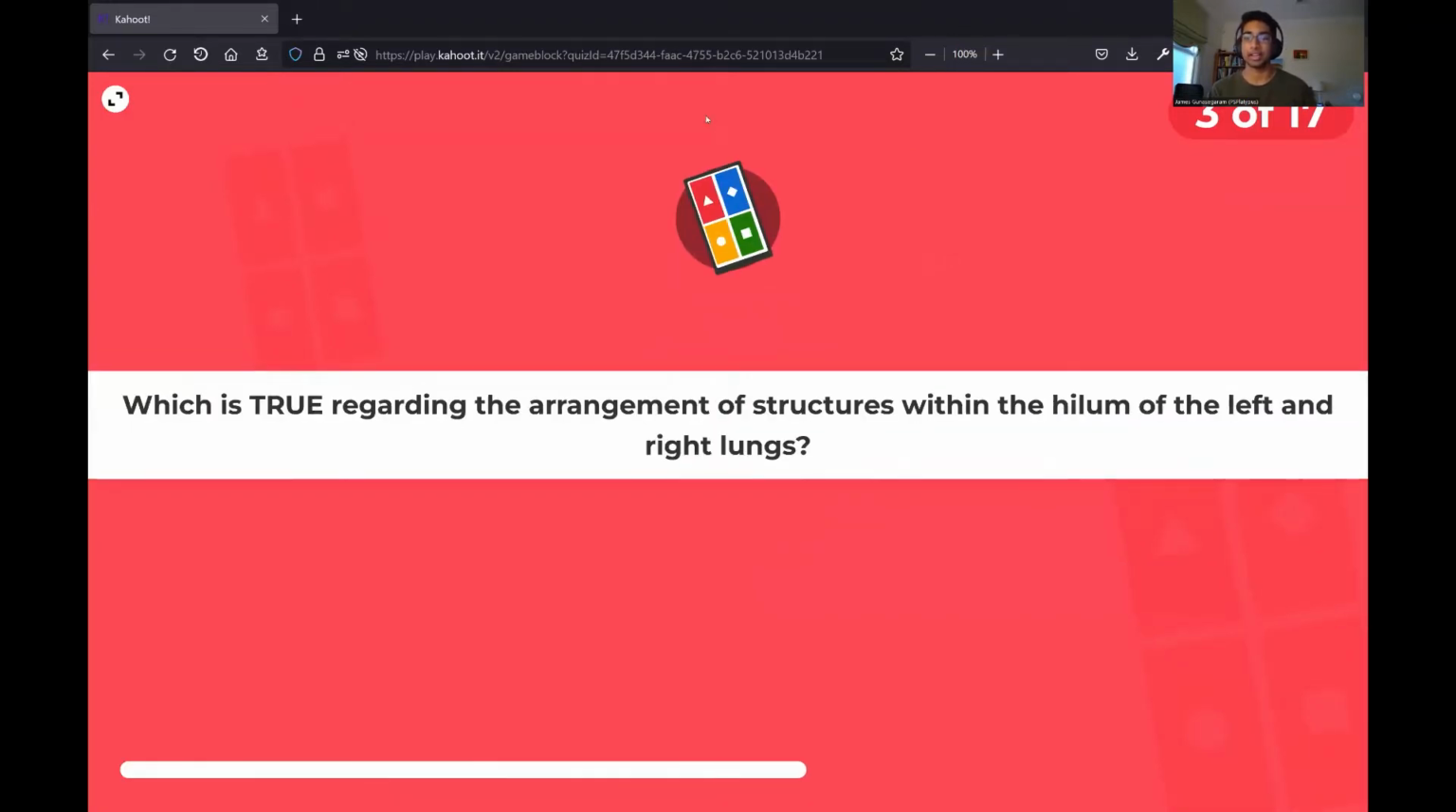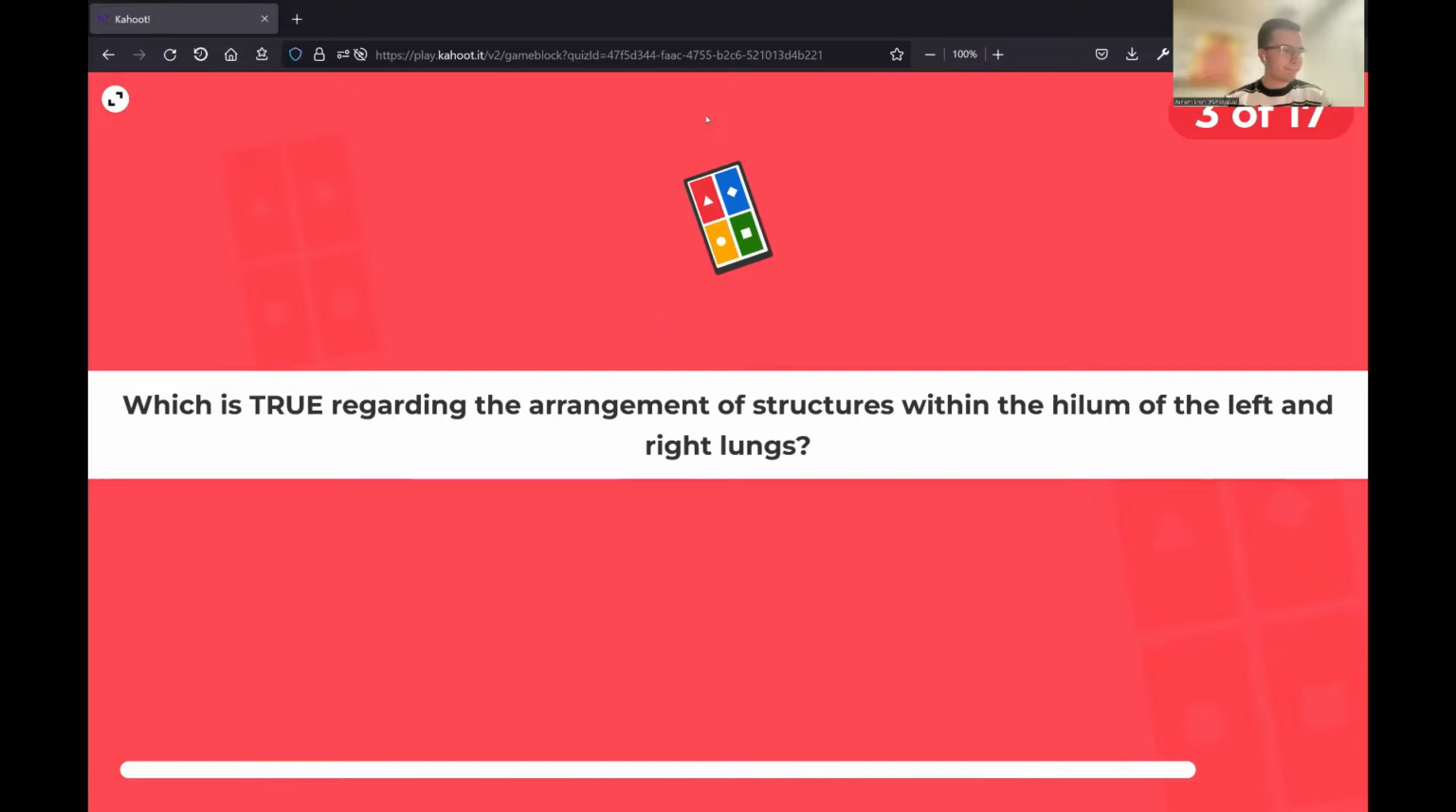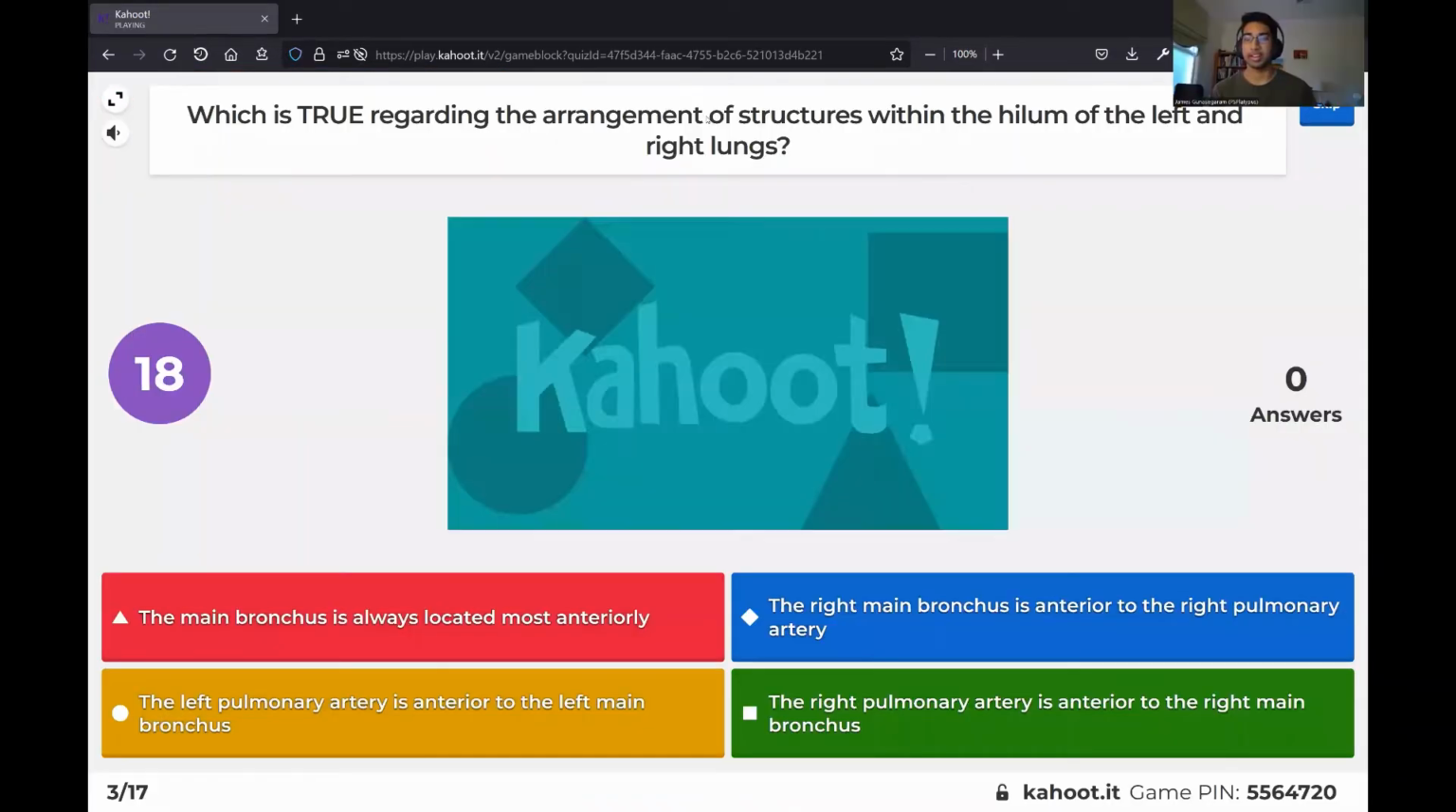All right, Highland. Oh, this one's mean. But it's also good because this is really high yield. They love giving you the lung hilum, what's what, or in the hilum, what is in what relationship to other things. So it's a good one for you guys to learn.